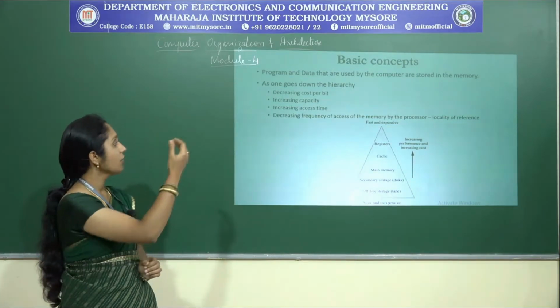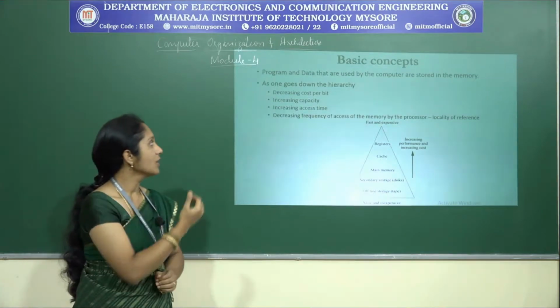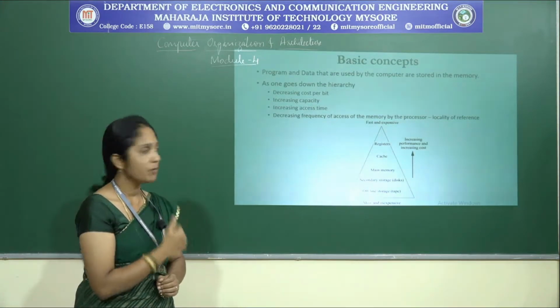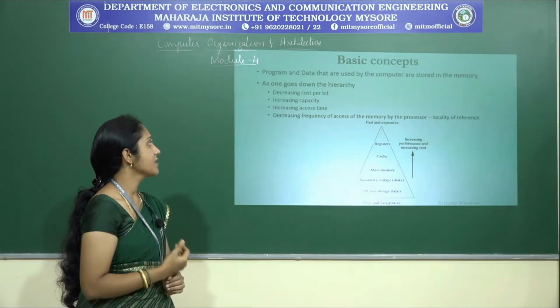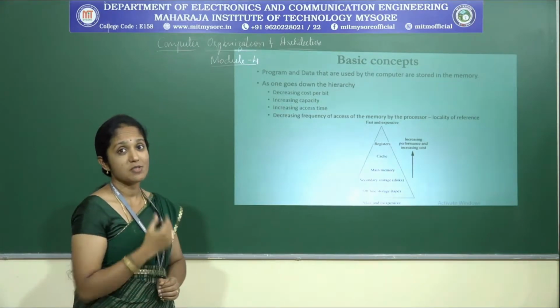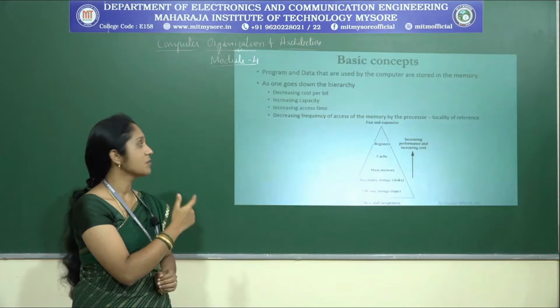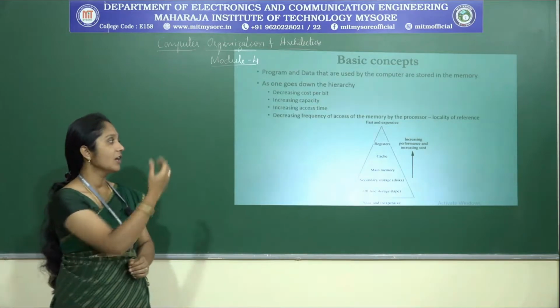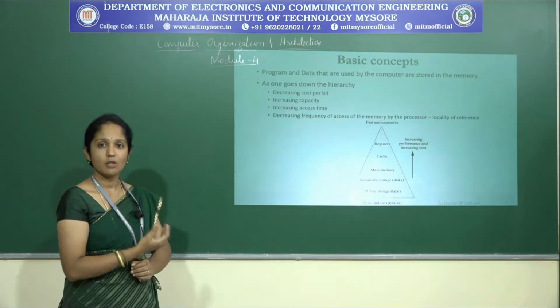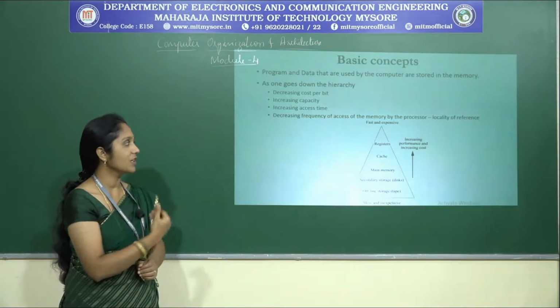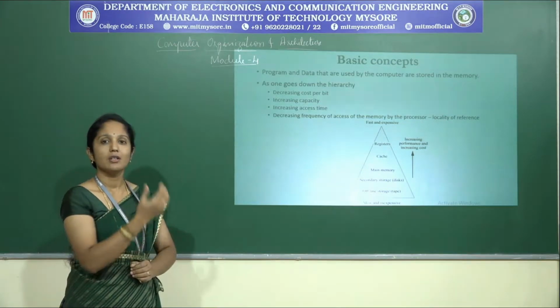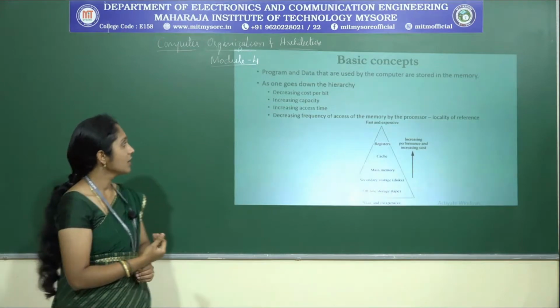So like that, if you go down, the cost per bit decreases, and the capacity and the access time increase. See the speed, what we were speaking about. If you consider the base, it is the slow devices. As we move to the base of the triangle that we have drawn, the speed also decreases.